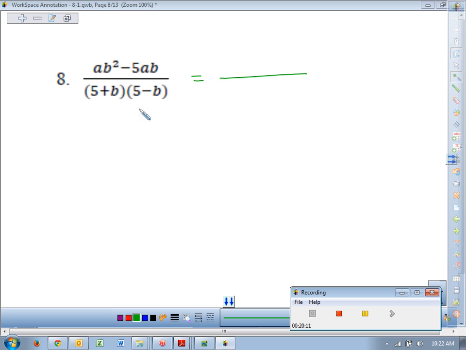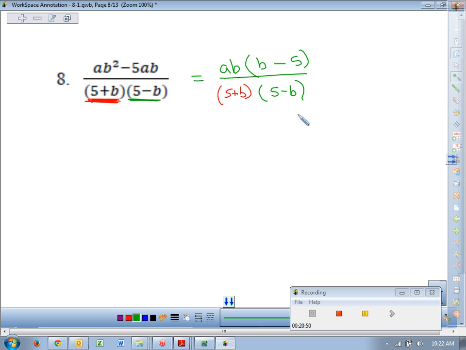GCF, right? We want to GCF him. There's an A in each guy, and there's a B in each guy at least, correct? Can't we pull out an AB? What will be left in the first guy is what? B minus 5. Your denominator, nothing can happen to him because he's linear and there's no GCFs, so 5 plus B. And nothing can happen to him because he's linear and there's no GCFs, 5 minus B.